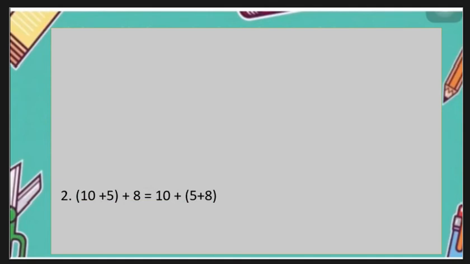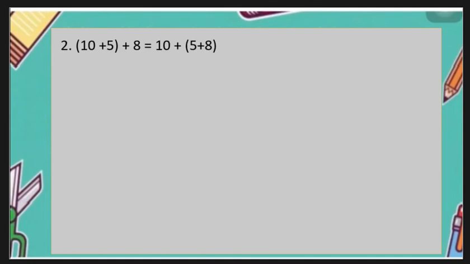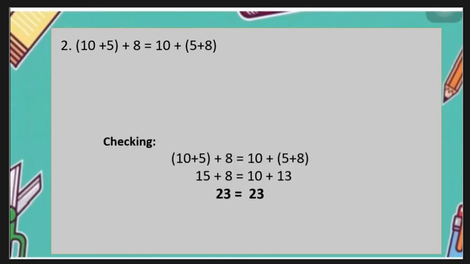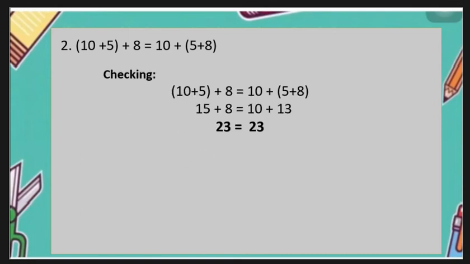Another example, we have the quantity of 10 plus 5 plus 8 is equal to 10 plus the quantity of 5 plus 8. Okay, let's have the checking. So we have this one. Just add 10 plus 5 plus 8 is equal to 10 plus the quantity of 5 plus 8. Then 10 plus 5 is 15, plus, bring down the 8, is equal to 10, just bring down, plus 5 plus 8 is 13.